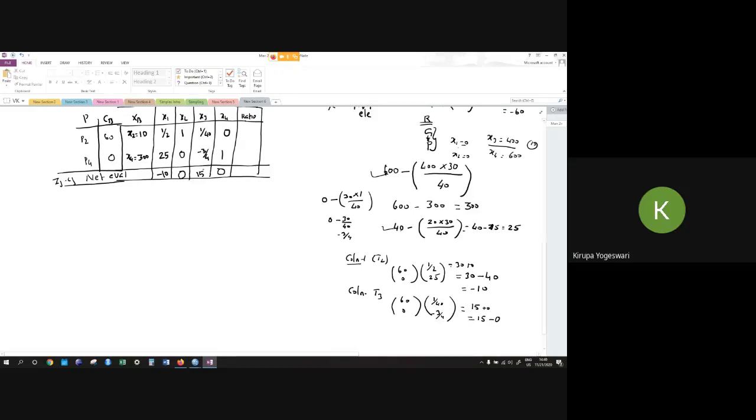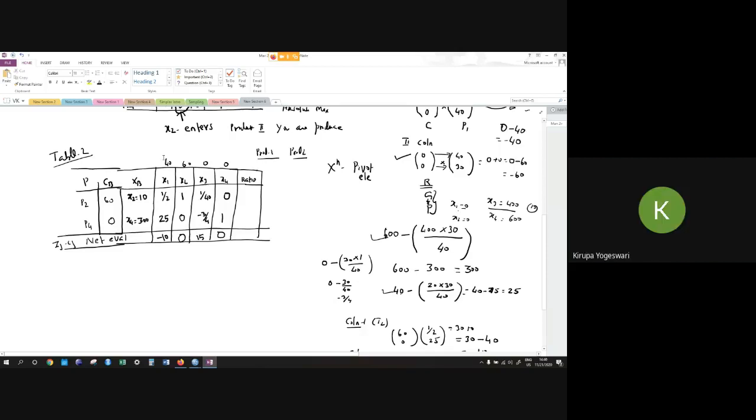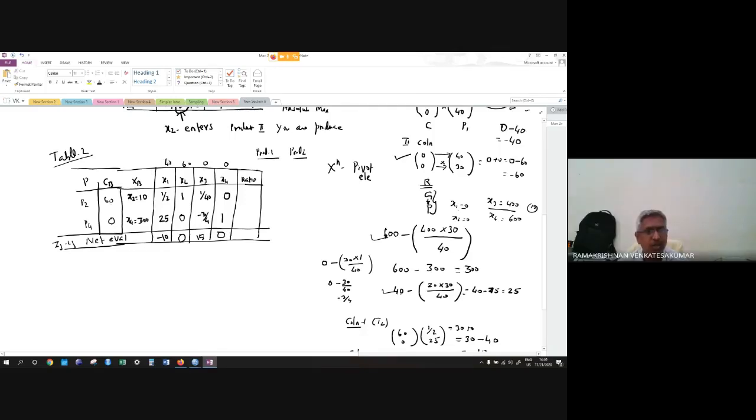Sir, previously, how did we get that 40, sir? 30 minus 40. From where did we refer this 40, sir? This 40, column 1, objective function coefficient. I am multiplying C value with the column 1 entries. 60 into 1 by 2, 0 into 25, minus 40. Yeah, that 40, the objective function. Every 1 kilogram of product one, you will get 40 rupees.